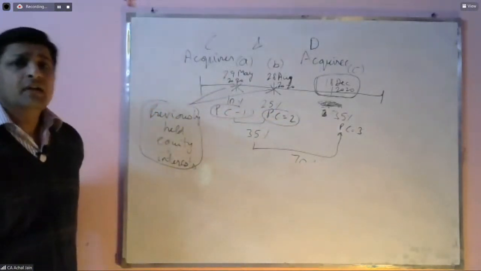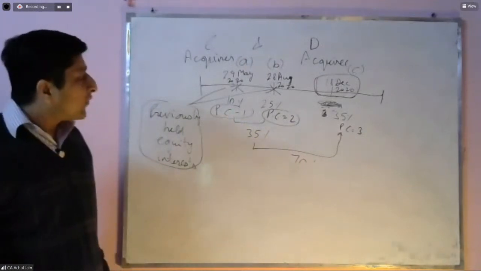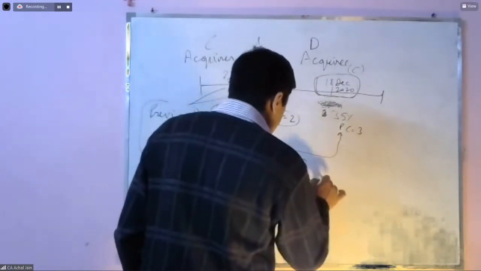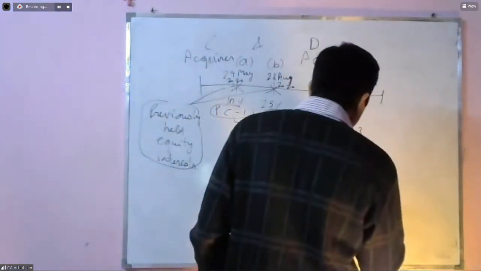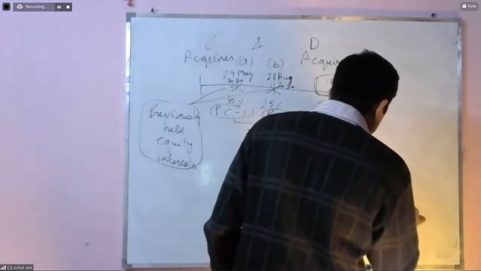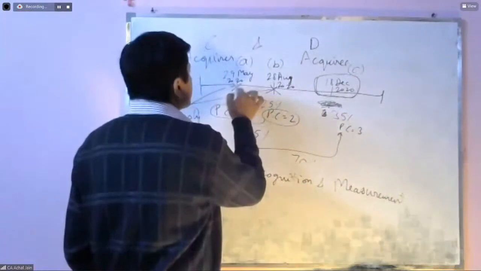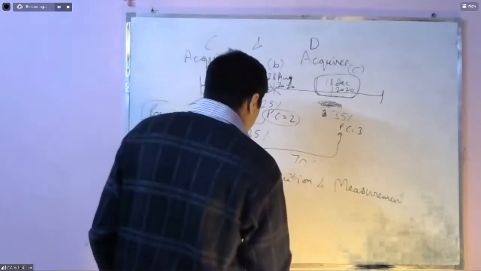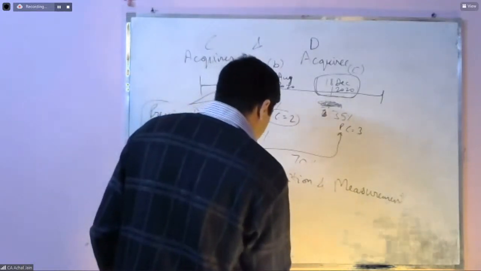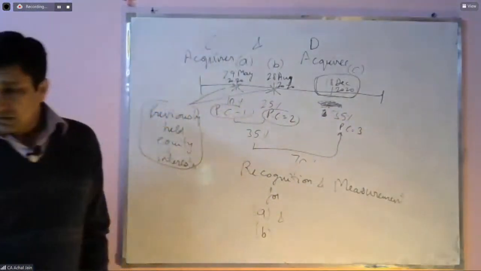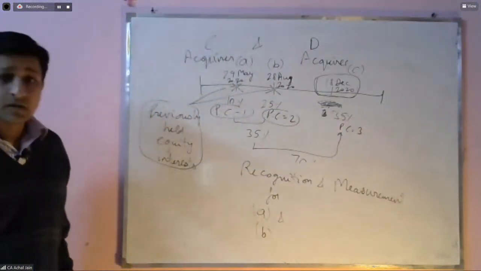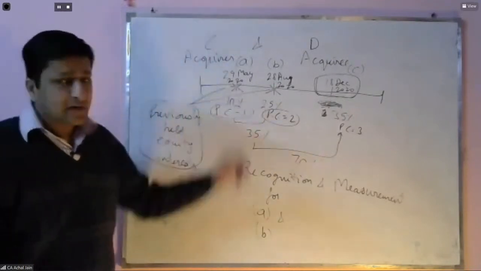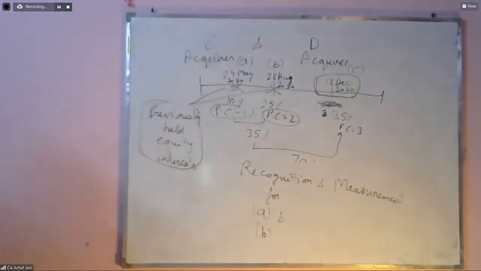Or can you tell me what will be the criteria for recognition and measurement for these two investments? Only A and B. For A and B. Yes. Once again, I am waiting for your answers. What will be the recognition and measurement criteria for A and B? Yes, quickly, over to you now.